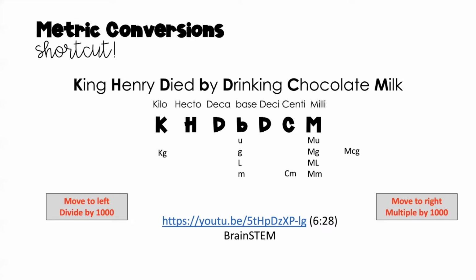So this is a mnemonic that some students like. If you don't like it, you can ignore it, but it might help you. Basically what you're trying to understand is which direction to move your decimal, or whether you're multiplying by 1,000 or dividing by 1,000. The acronym is King Henry died by drinking chocolate milk. The B in by is your base measurement. Your base is typically either units, grams, liters, or meters.